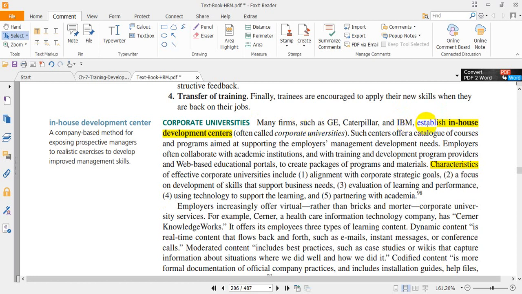Many firms establish in-house development centers, or corporate universities. Such centers offer a catalog of courses and programs aimed at supporting the employer's management development needs. Employers often collaborate with academic institutions and with training and development program providers, such as web-based educational portals, to create a package of programs and materials. The characteristics of effective corporate universities include alignment with corporate strategic goals.